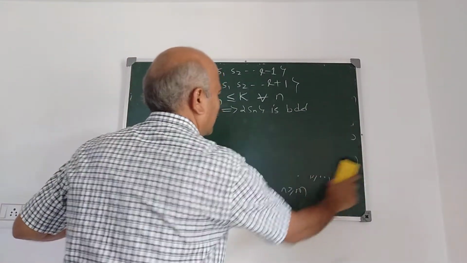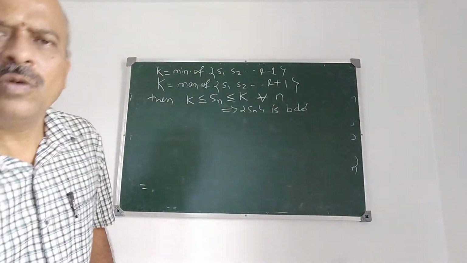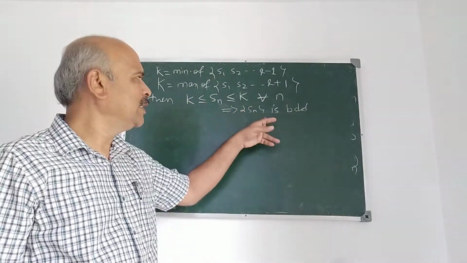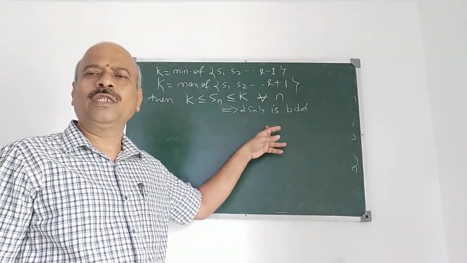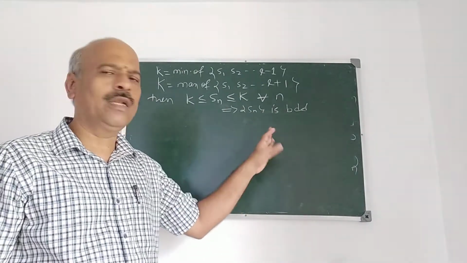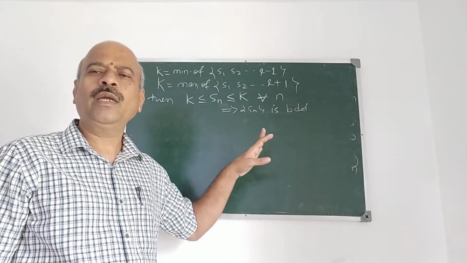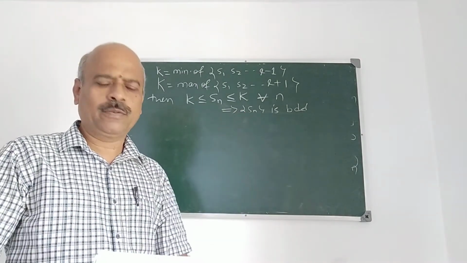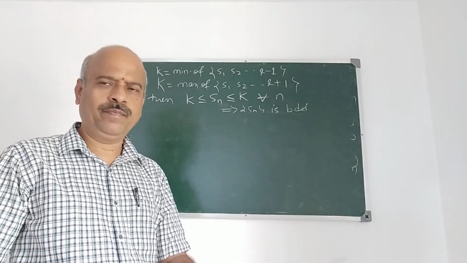But the converse of this is not true. Important. What is the converse of this? Every bounded sequence need not be convergent. What is the result? If a sequence converges, then it is bounded. But the converse is not true. Every bounded sequence may not be convergent. I explain by taking an example.